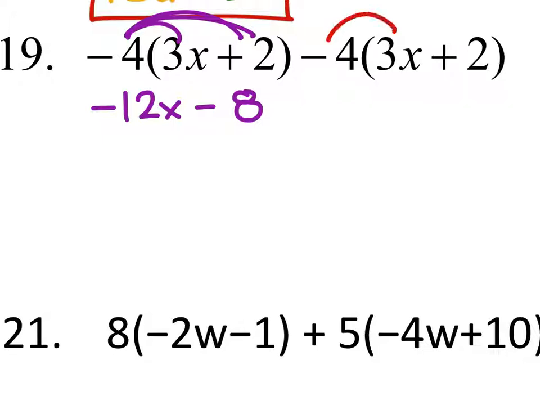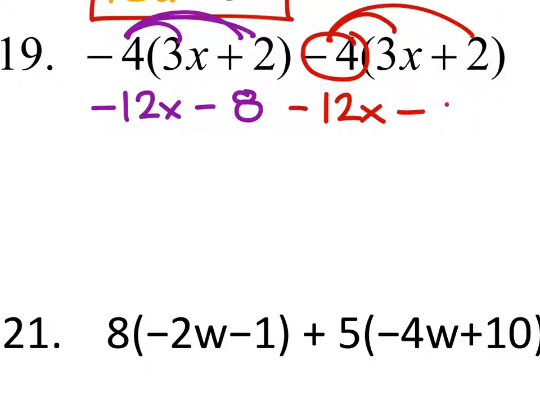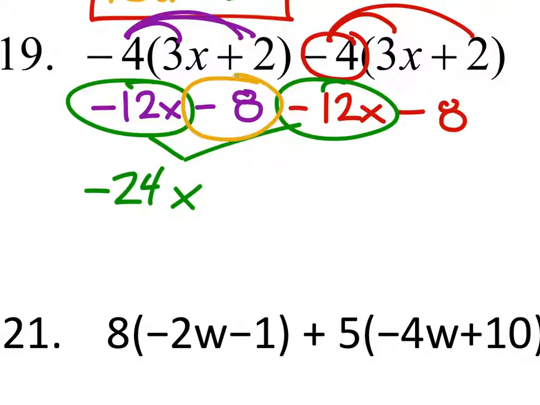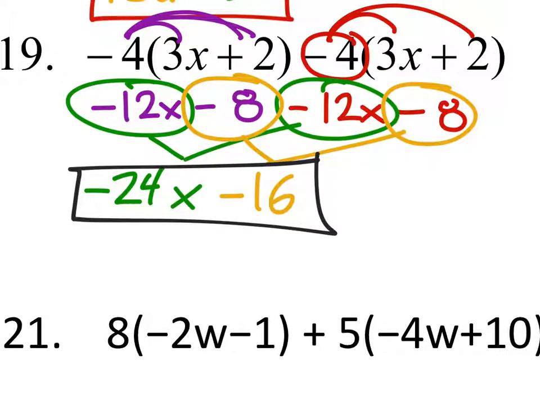Now I'll distribute this. This is going to be distributed as a negative 4. So negative 4 times 3x, again, negative 12x. And negative 4 times 2 is negative 8. All right, from here I'm just looking to combine like terms. Here's a negative 12x. Here's some more x's. Negative 12x and another negative 12x would be a negative 24x. And here I've got a negative 8 and then another negative 8, which combine into negative 16. There it is.